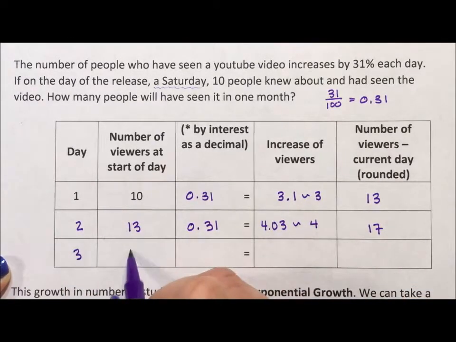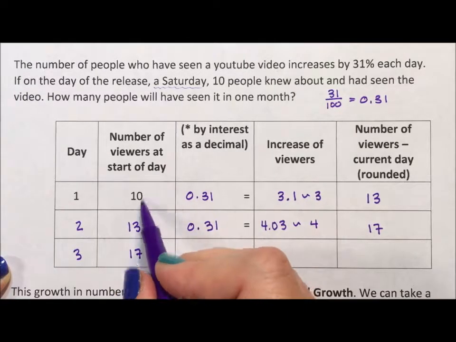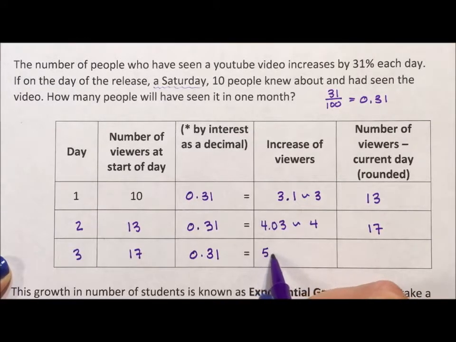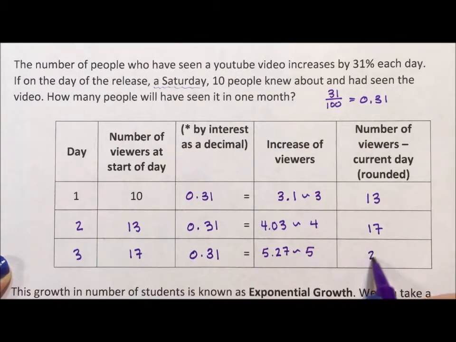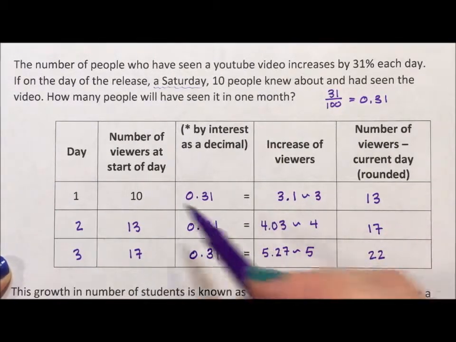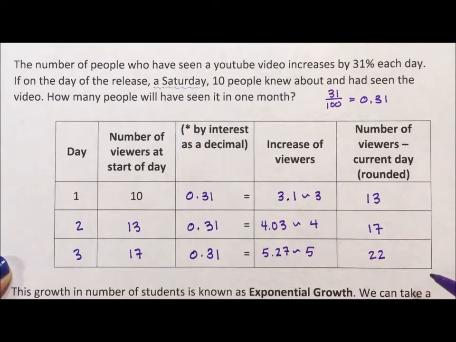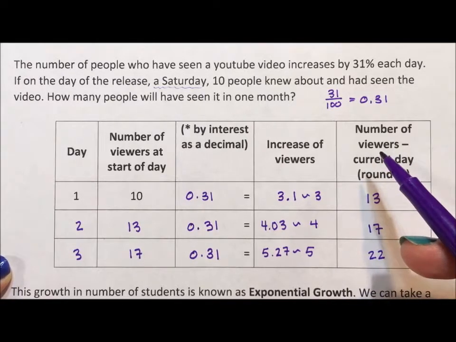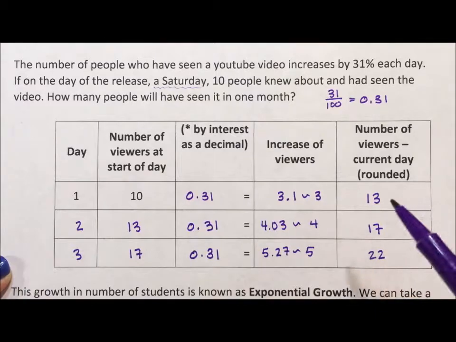It's funny because at this point, it looks almost linear, but plus 3, plus 4 doesn't quite work. If we do 0.31 again, so we have our 17 times 31%, which is 0.31, we get 5.27, which I'm just going to say is 5, and we come up to 22 viewers. Now this is a really laborious practice, having to do a table step by step. And what happens when I want to go to day 30 of a 30-day month? This table would take way too long.